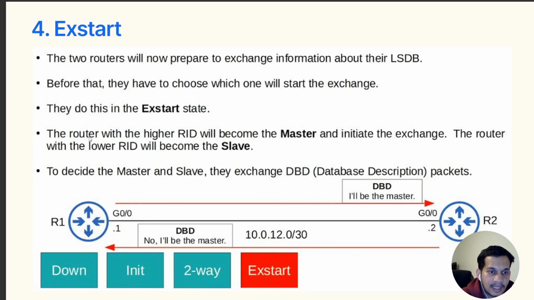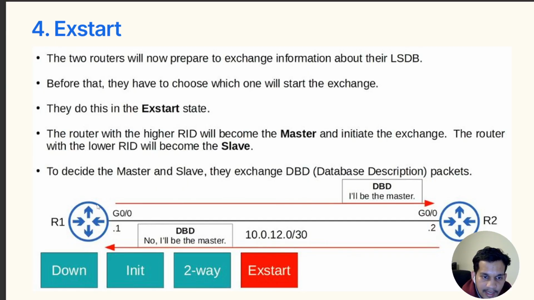Basically, the router with the highest router ID will become the master. In this case, the router ID of R2 is 2.2.2.2, which is greater than R1's router ID 1.1.1.1. The one with the greater router ID becomes the master, and the one with the lower router ID becomes the slave. To decide the master and slave, they exchange DBD, that is database description packets.